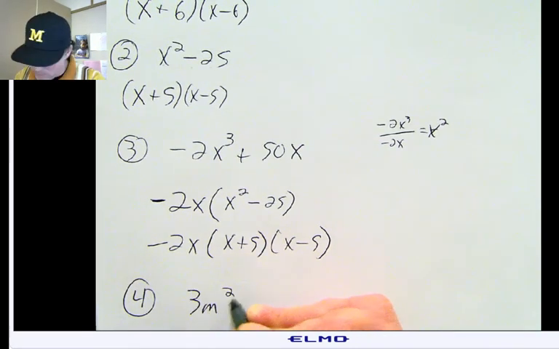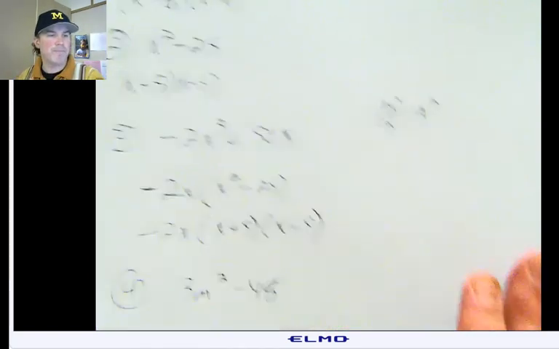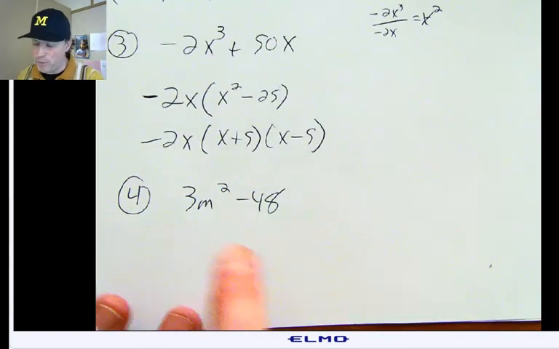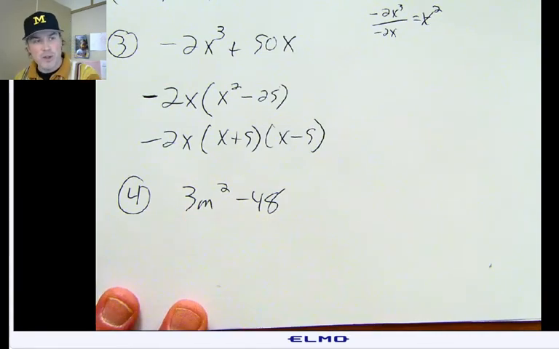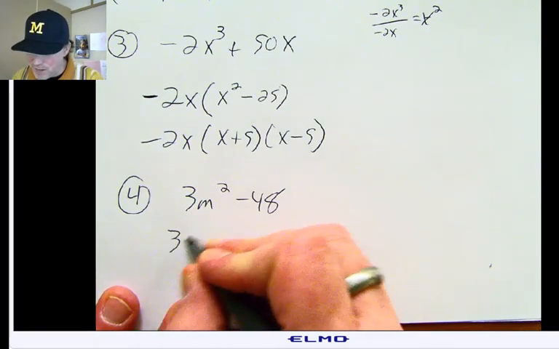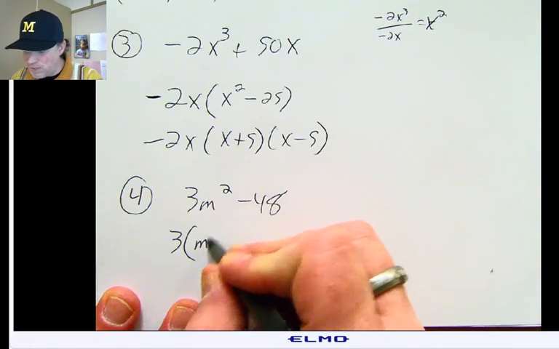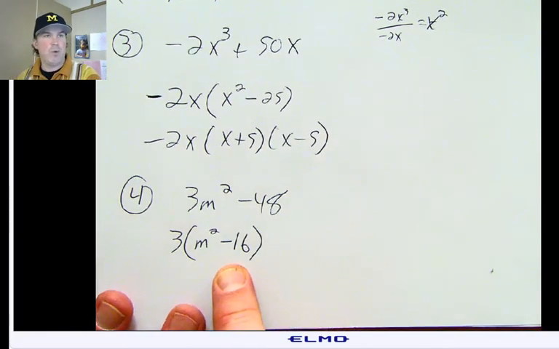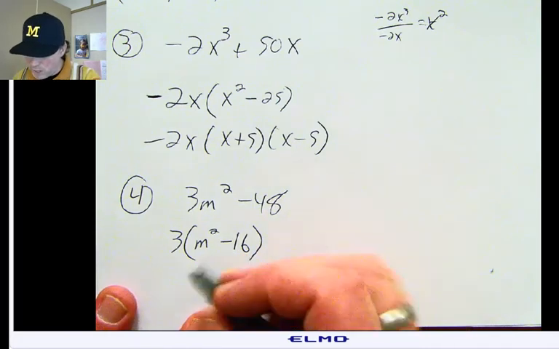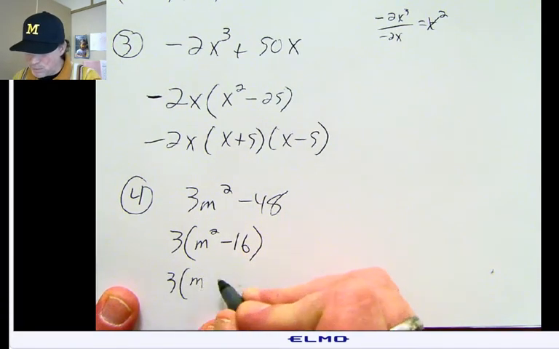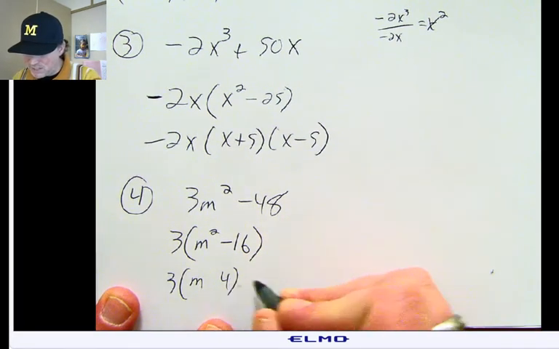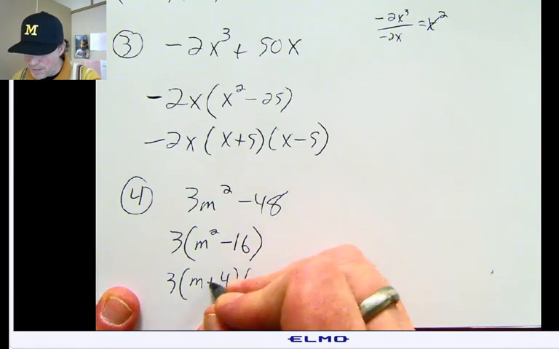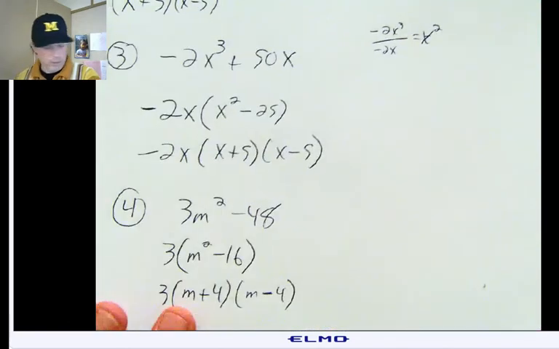All right, example number 4. 3m squared minus 48. Hey, these have a common factor. 3 and 48, they're both divisible by 3. So if I factor out a 3, what would be left on the inside is m squared minus 16. And now this is a difference of two squares. Square root of m squared is m. Square root of 16 is 4. There's a minus between them, so this is the shortcut of m plus 4, m minus 4.